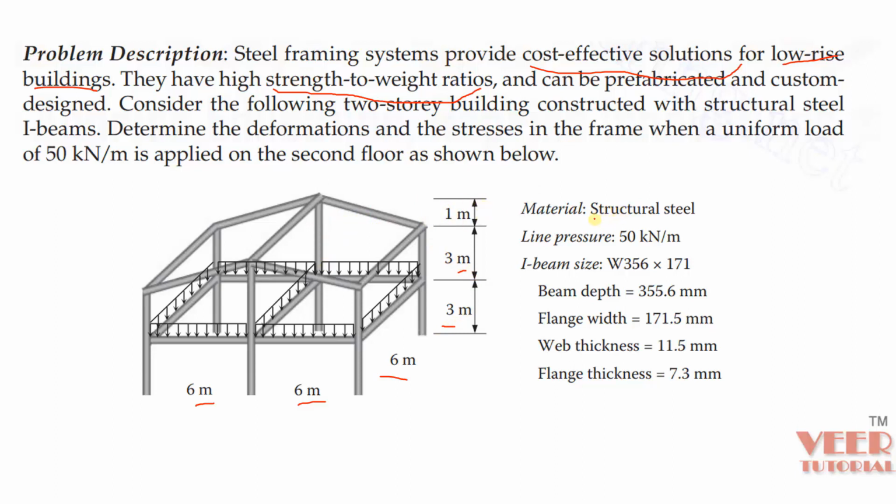The material we are taking is structural steel, that is a default material, and in case of steel frames the load that is applied is the line pressure. So it means basically it is the uniformly distributed load. These types of load are basically uniformly distributed along the length. Here we can see onto these frames the UDL is applied.